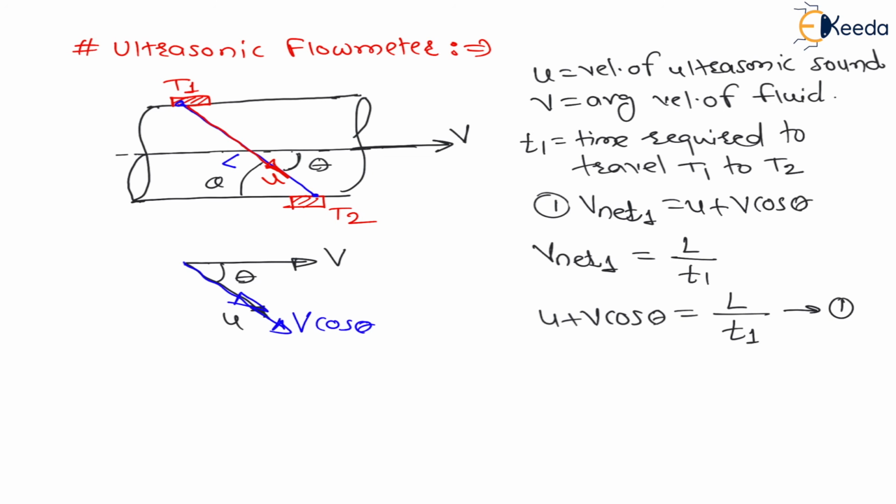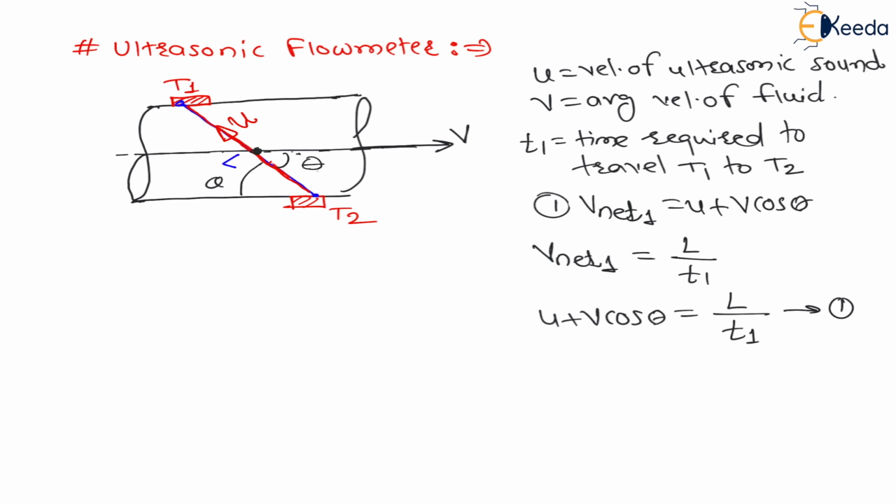Now in the second case, I will make t2 an emitter and t1 a receiver. So in the second case, the sound wave is generated from transducer t2 and it travels towards transducer t1. So in the second case, the direction of velocity of sound is reversed. This velocity will become in this direction, right? Here again the angle is the same, theta only, the angle is not going to change.